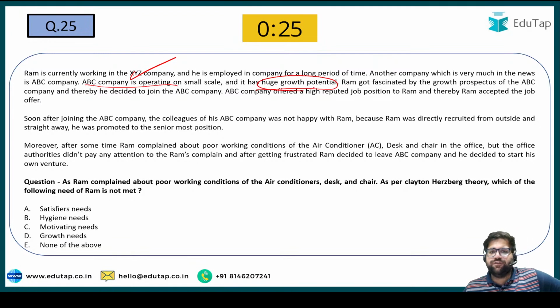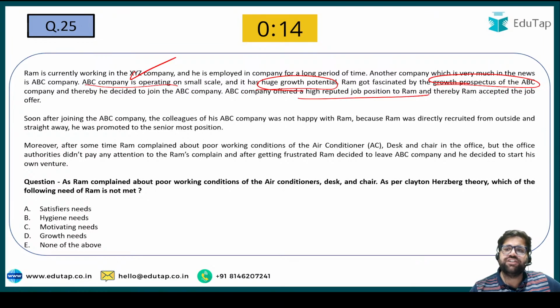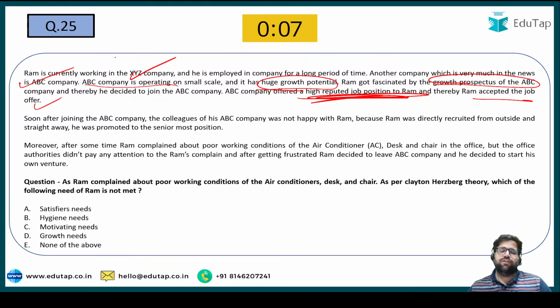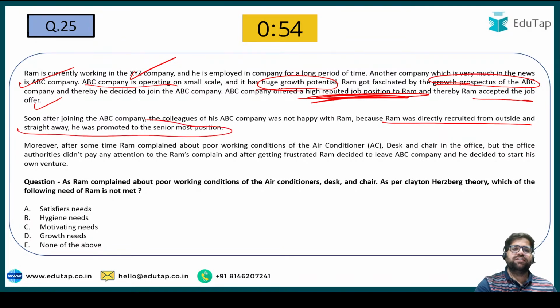So mark these keywords first. Ram has also got fascinated by the growth prospects of ABC company and thereby decided to join it. ABC company has offered a high-reputed position to Ram, and thereby Ram accepted the job offer. So the overall picture is that Ram is now going into ABC company because of the high growth prospects. Very easy. Soon after joining ABC company, his colleagues were not happy with Ram, because Ram was directly recruited from outside and straight away promoted to the senior-most position.